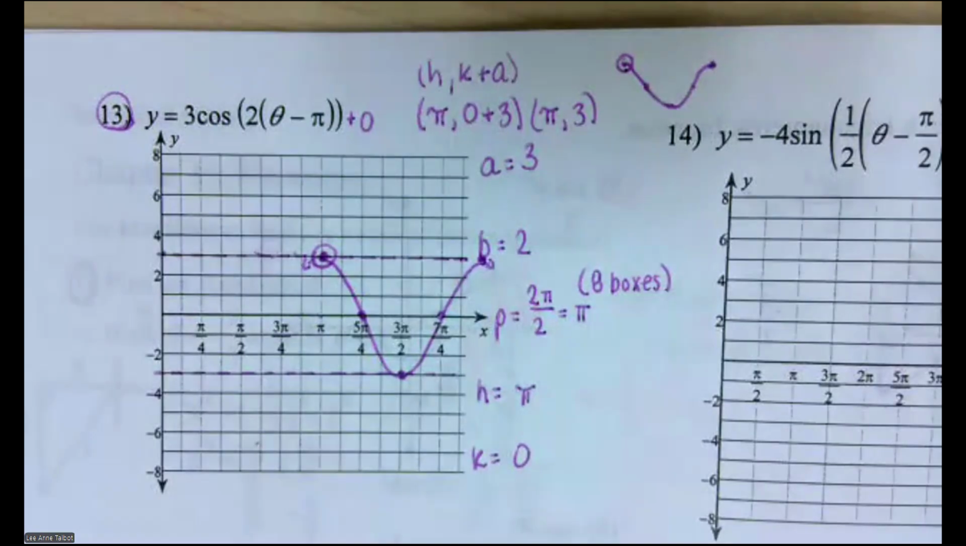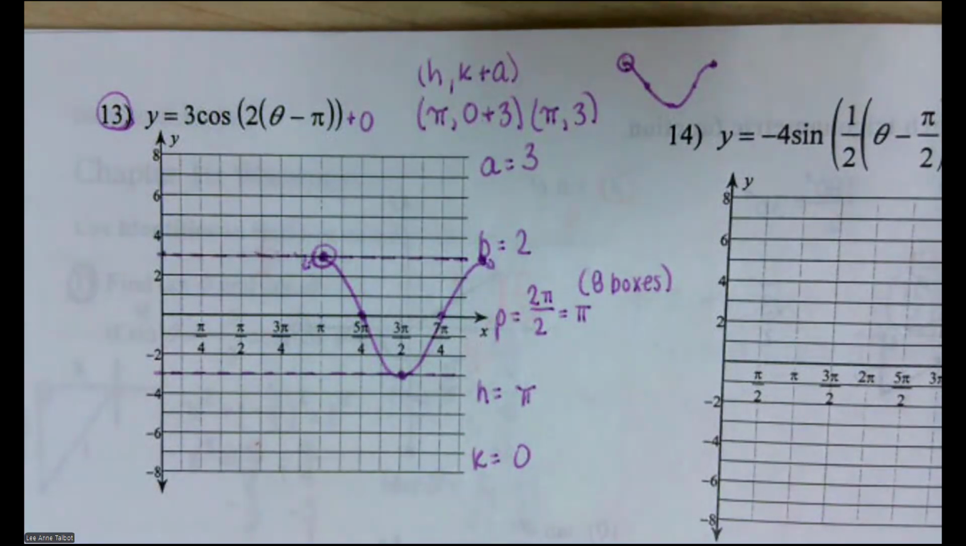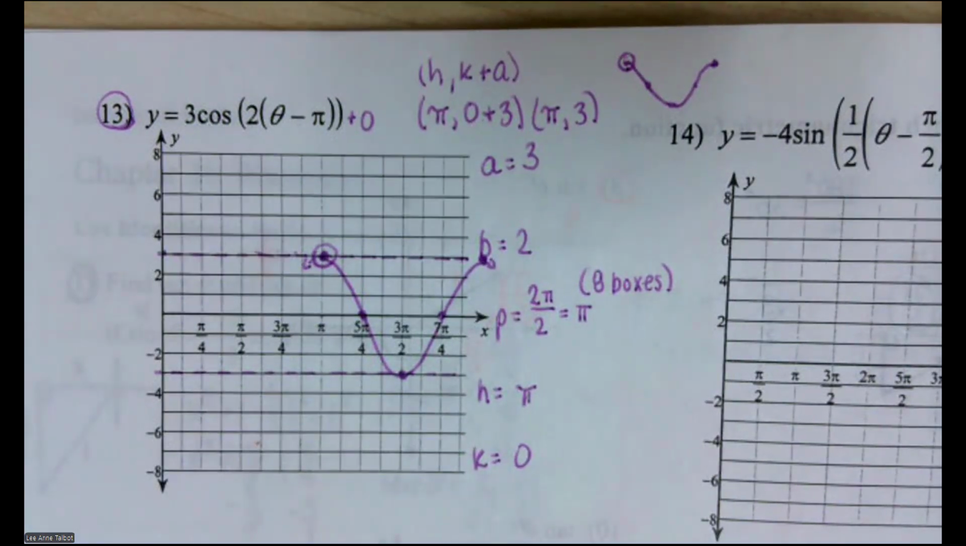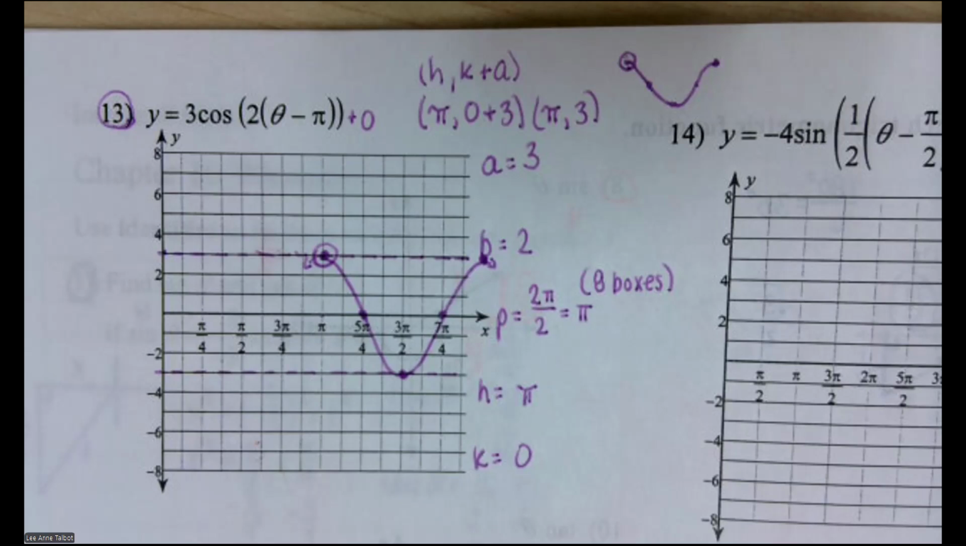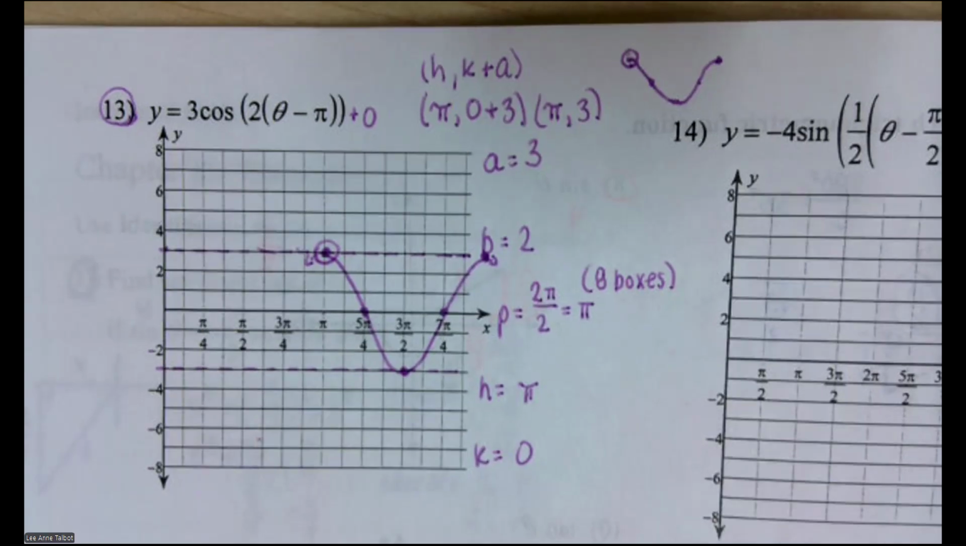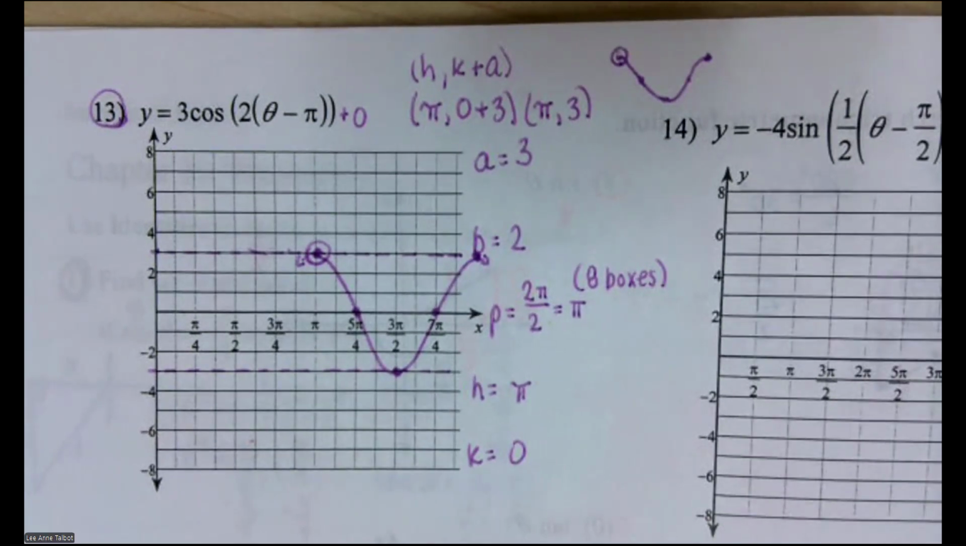And I'm done. On your quiz, though, it does say graph as many cycles as you can, which means you need to go forward and backward. Just keep the pattern going. Okay. Anything you want to ask about that before we start the quiz?